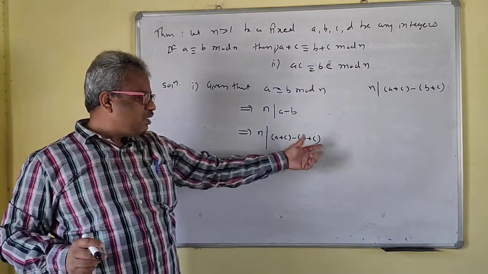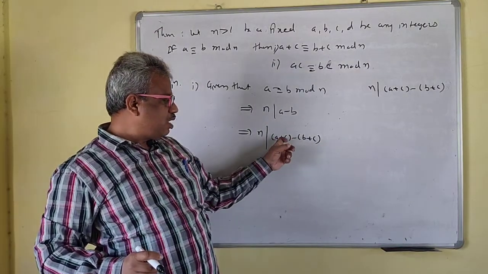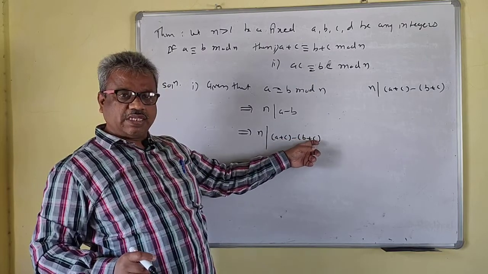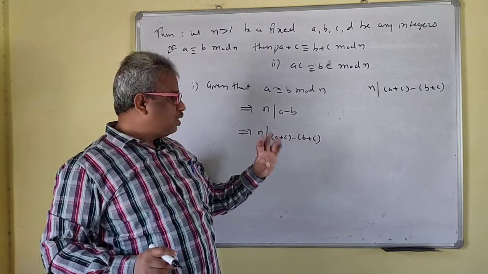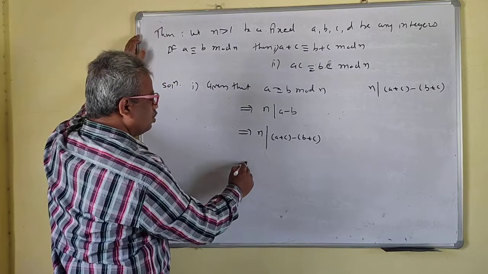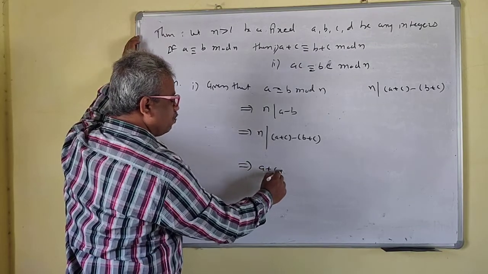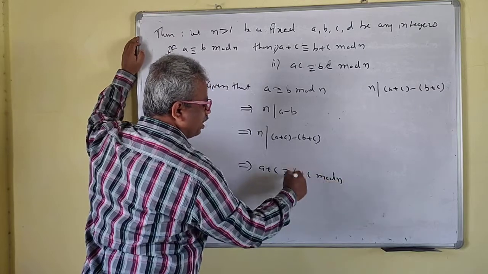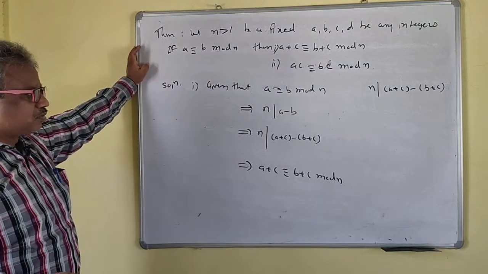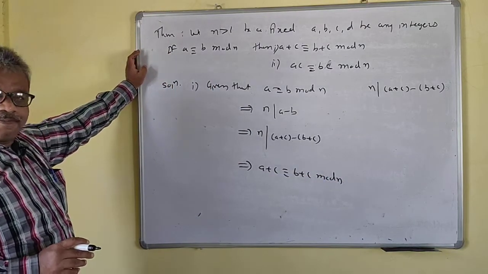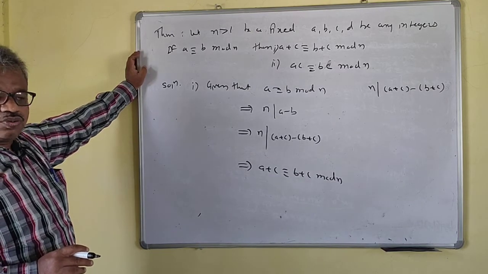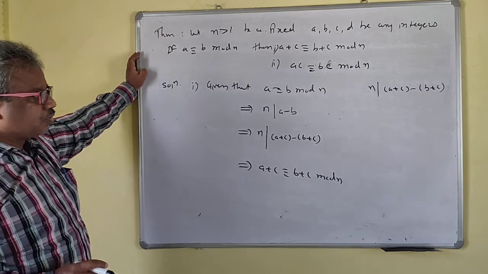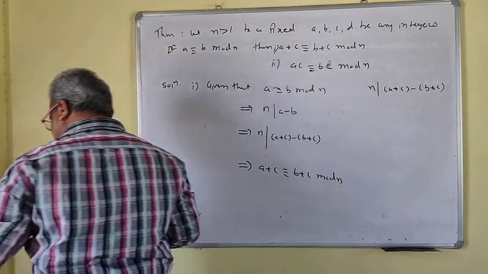If you simplify this and open the bracket, what do we get? A plus C minus B minus C. Your C gets cancelled, so A minus B. So we are through. Directly you can write, a very simple proof: A plus C is congruent to B plus C mod N. The bracket should be there.